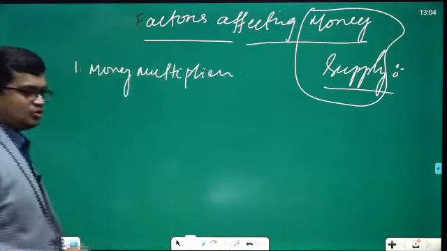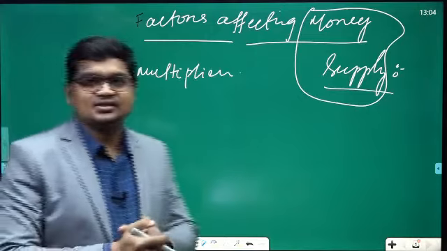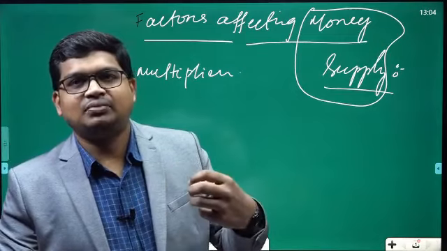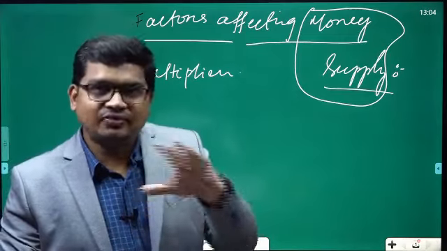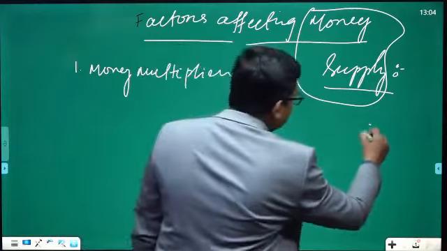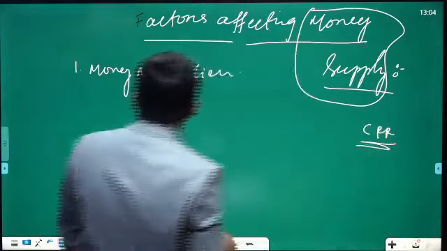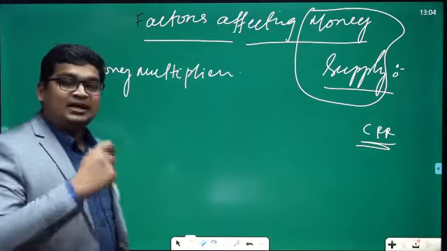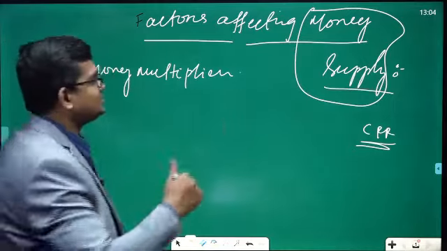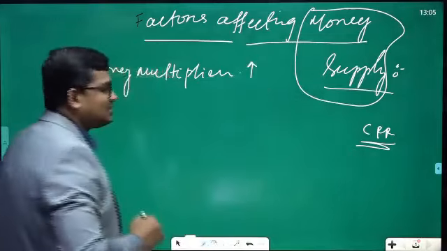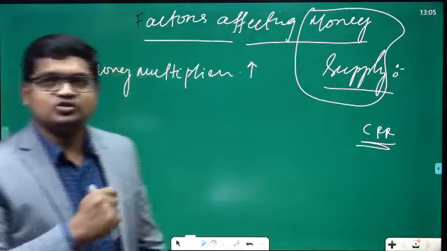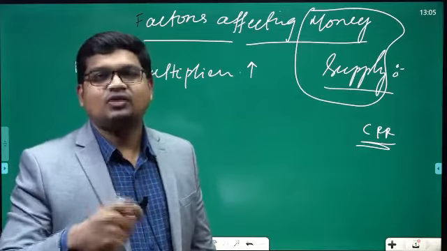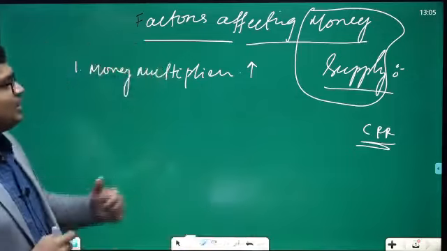Yesterday we also saw how the money multiplier is affected by the cash reserve ratio. So how does the money multiplier affect the money supply? When the money multiplier rises or increases, then the money supply in the economy also increases. This is the fundamental relationship between the money supply and the money multiplier.